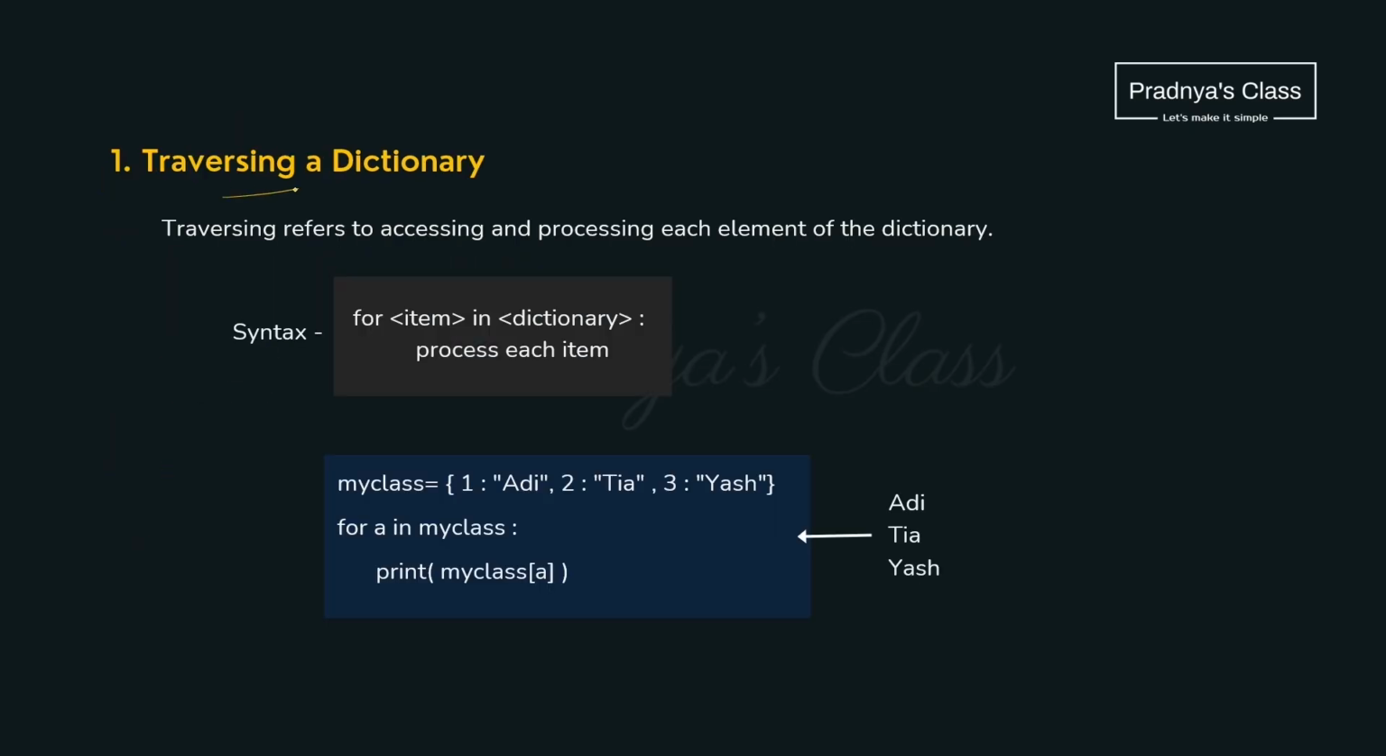Here is the first operation, traversing a dictionary. For that we use a for loop. When we traverse over the dictionary, we will be traversing based on key. Look at this example. For A in my class, A is nothing but key. But if you want to print the value of the corresponding key, then you will be writing the dictionary name followed by the key name in square brackets. Here is the output. These are the values.